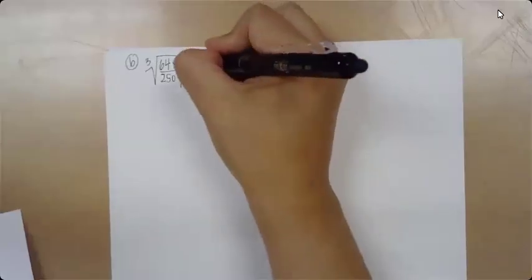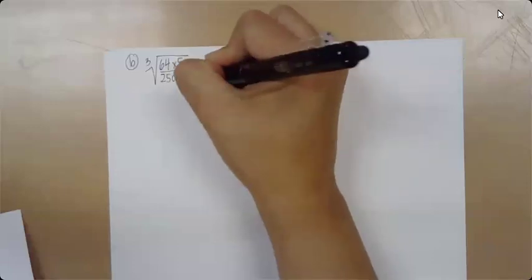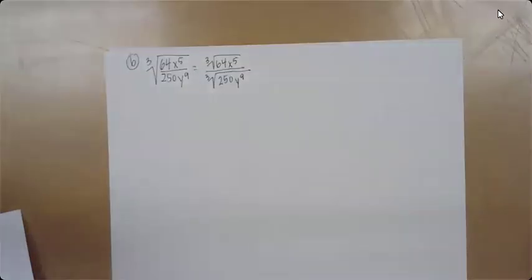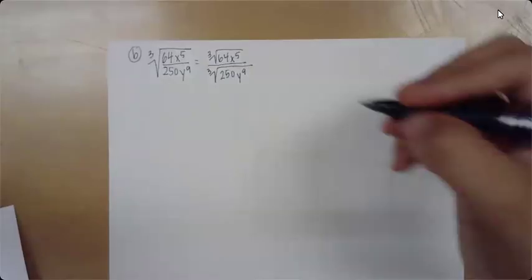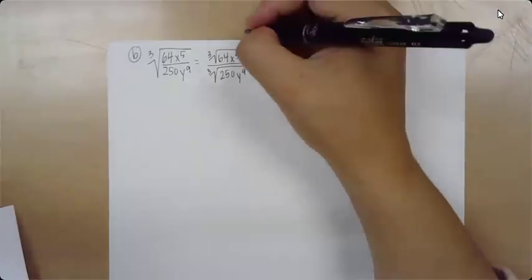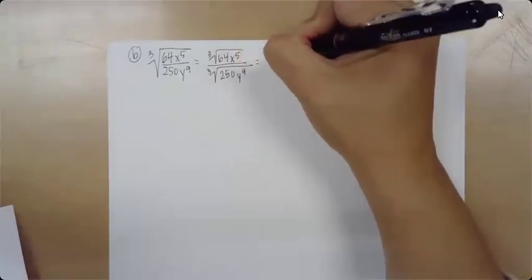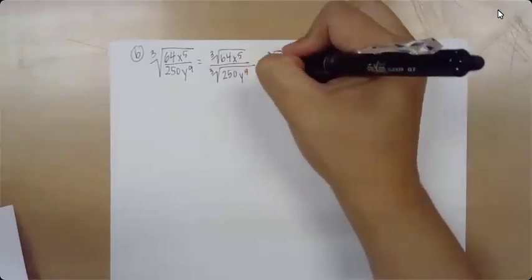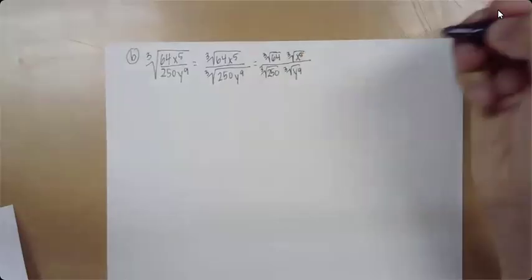Okay, split it up. We're gonna have the cube root at the top on just the 64x to the 5th, and the cube root at the bottom, 250y to the 9th, right? Because we can split up roots. So we're gonna do the top part: the cube root of 64 and the cube root of x to the 5th. We're gonna do that to the bottom. We're gonna separate them all so we can see how we can separate everything.